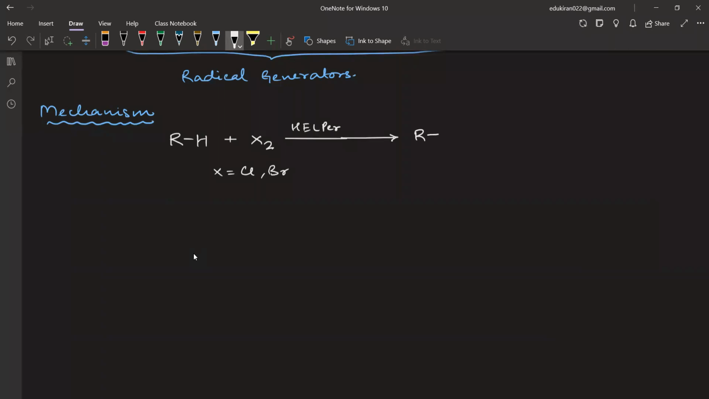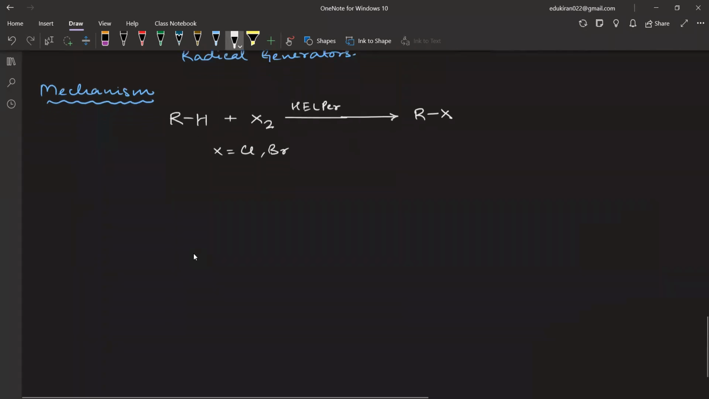What are you going to get? You are going to get RX. Okay, but there will be some complicated RX. That means you will not get only one product, you will get multiple products. Now let us look at the mechanism.